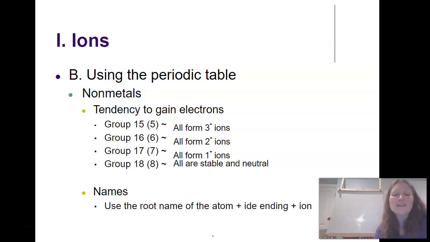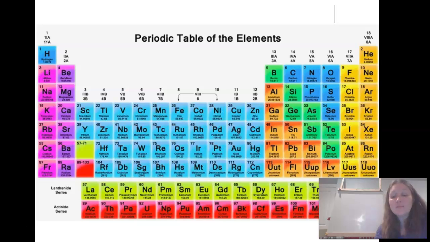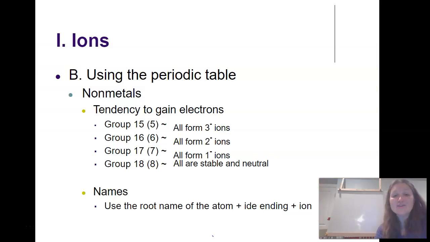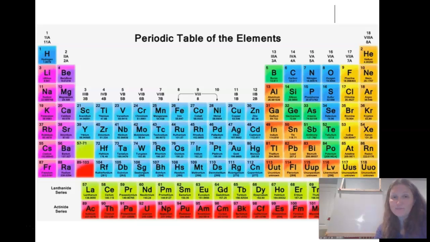Now when we name these, we name them a little bit differently from our cations. We're going to use the root of the name plus "ide" at the ending. So just like we did before, chlorine becomes chloride, phosphorus becomes phosphide. And so we're used to that from our previous unit.